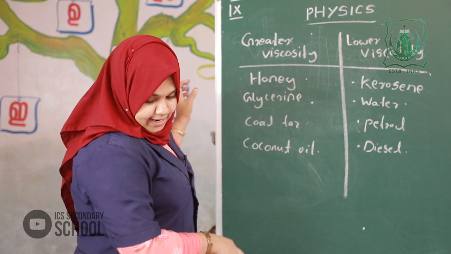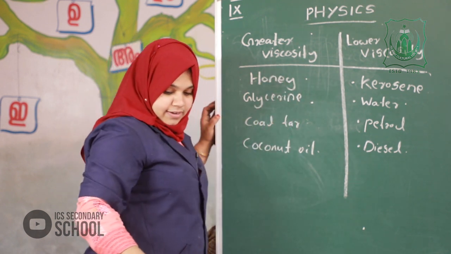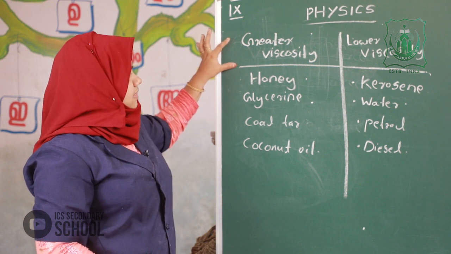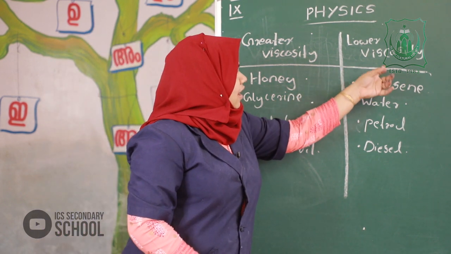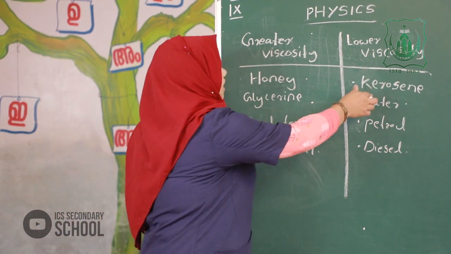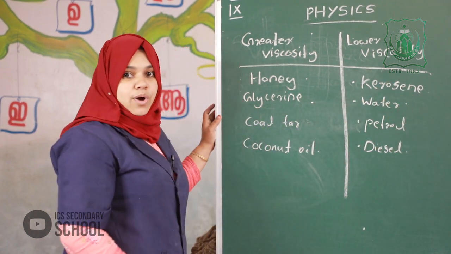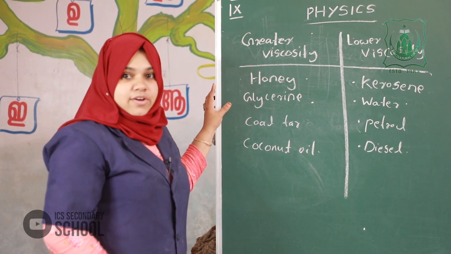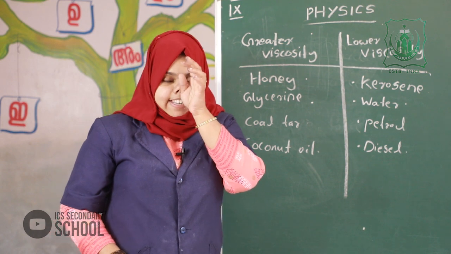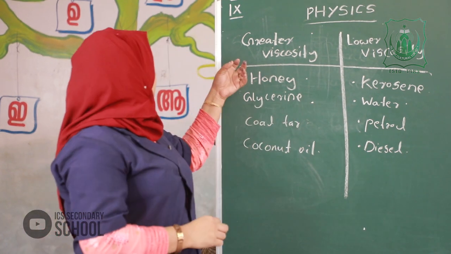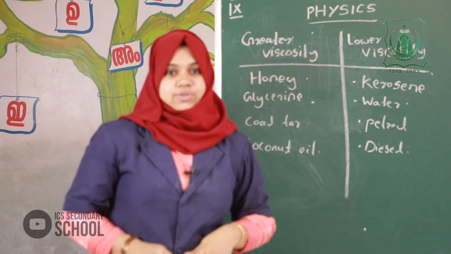Liquid that has greater viscosity is known as what? Liquid that has greater viscosity is known as viscous liquid. Liquid that has lower viscosity is known as mobile liquid. Is it? Yes.